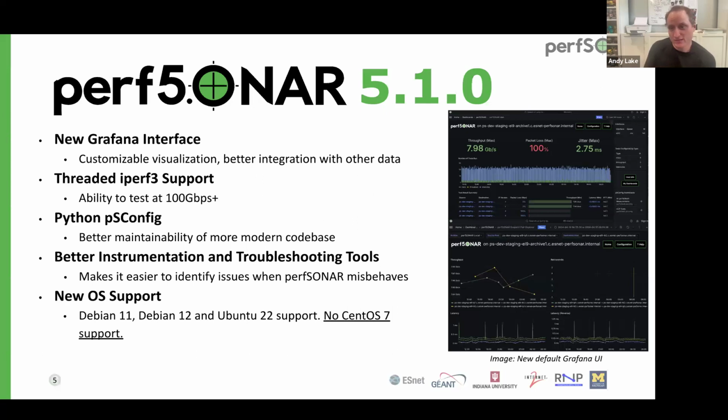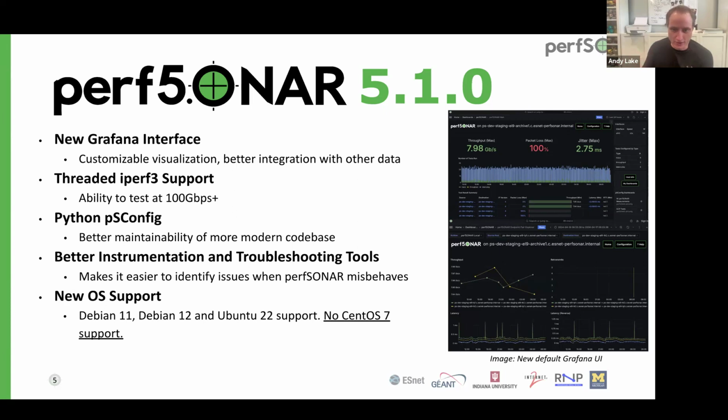The other big thing, just based on what we see in the lookup service and things like that: most of you are probably still on CentOS 7, or at least a good chunk of you are still on CentOS 7. That goes end of life in June, and that's not a perfSONAR thing. That's a Red Hat thing. So 5.1 will not be available on CentOS 7.